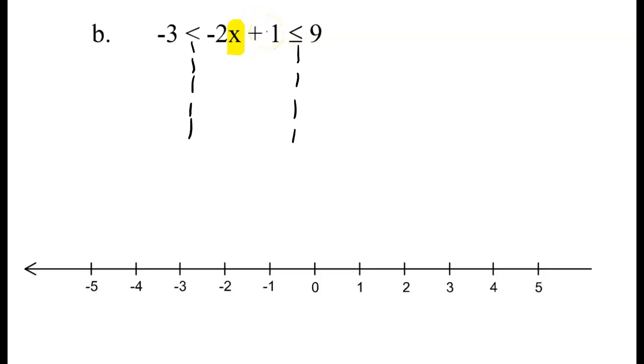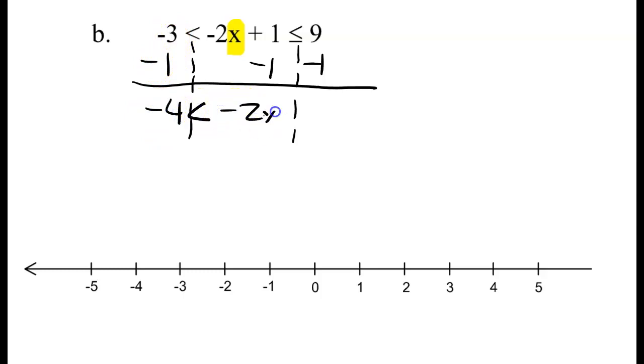I'm going to do the inverse of adding 1, which is subtracting. So let's go -1. And again, we're not doing it to both sides, we're doing it to all of the sides. So we've got a -1 here, a -1 here. Let's do the math now. -3 minus 1 is -4. Bring down my less than symbol. Now I've got -2x in the center. Bring down my less than or equal to symbol. 9 minus 1 is 8.